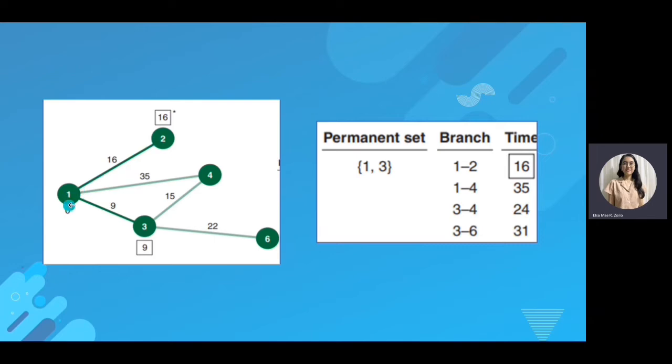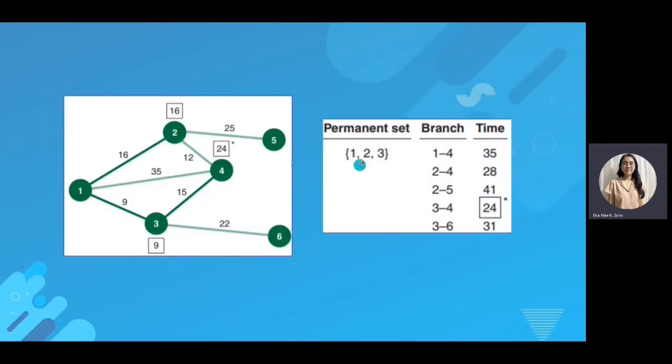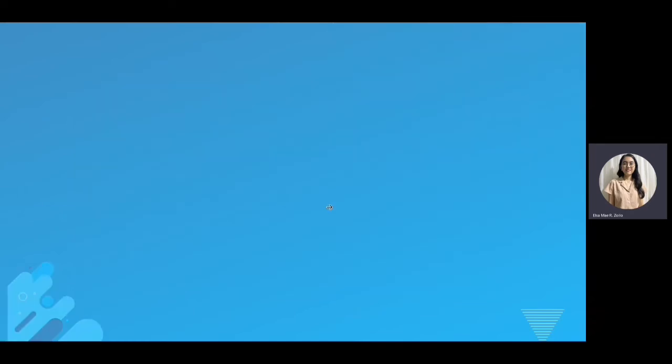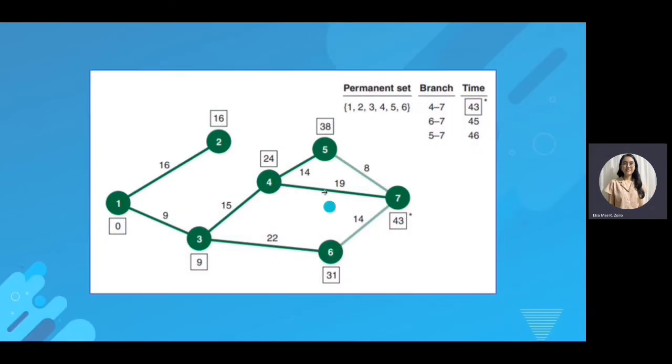Yung branch 1 to 2 will be denoted by a heavy line also since magiging part na siya ng permanent set. So makikita natin dito sa next slide, yung node 1, 2, and 3 is now part of permanent set. So dito sa mga branches na to, hahanapin ulit natin kung ano yung shortest route. So in this case, the branch 3 to 4 is the shortest from node 1, which is 24 hours in total. So magiging part ulit siya ng permanent set. So the permanent set now is 1, 2, 3, and 4. And we will repeat the process hanggang node 7 makompleto na part sila ng permanent set.